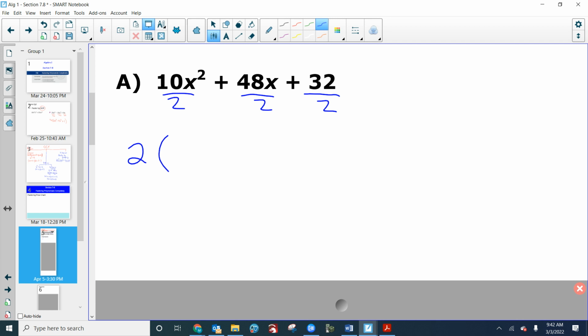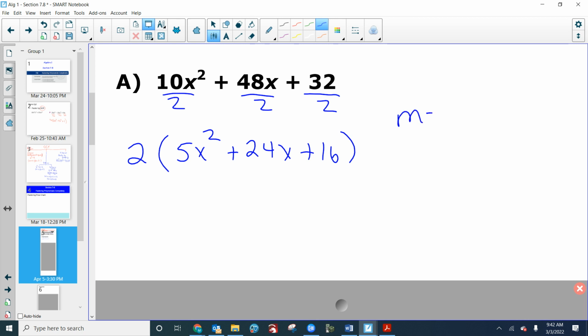What is left, Luca? 5x squared plus 24x plus 16. Thank you. Now, guess what? We have to see if this is factorable still. Okay, we took the GCF out. Now, A's not 1, so we have to go through that pain in the butt process. What's 5 times 16, guys?